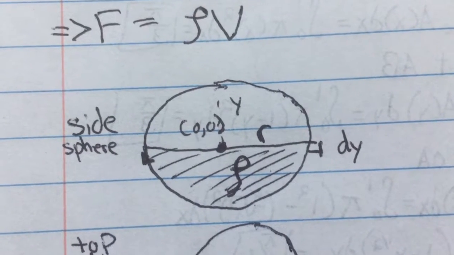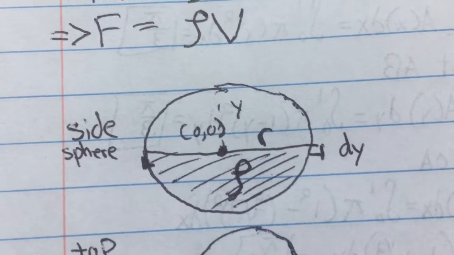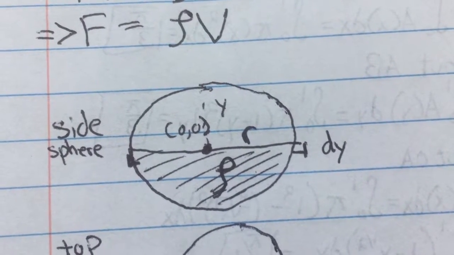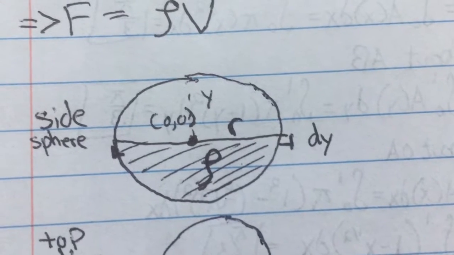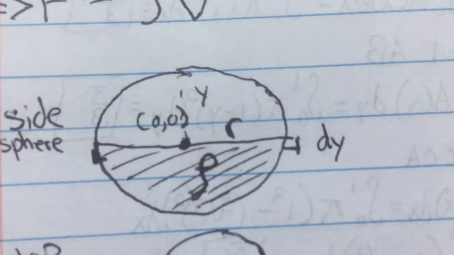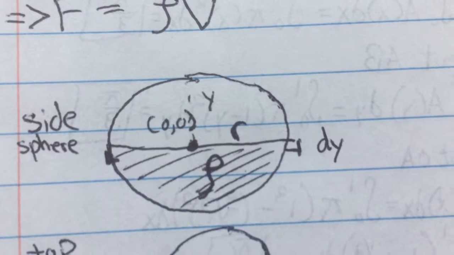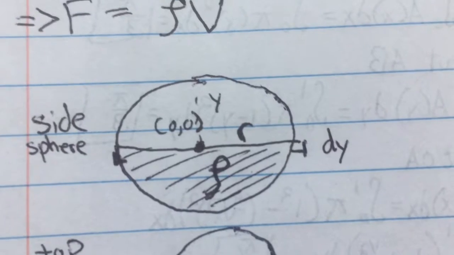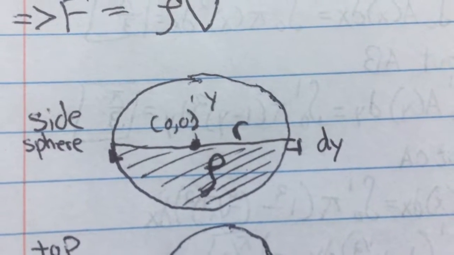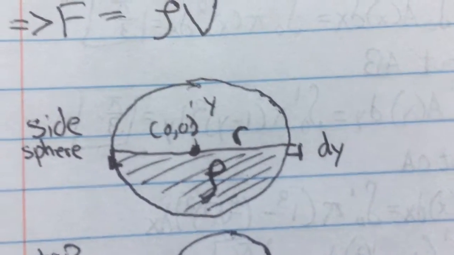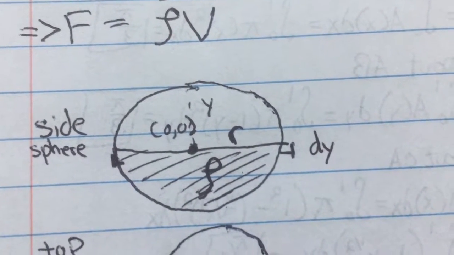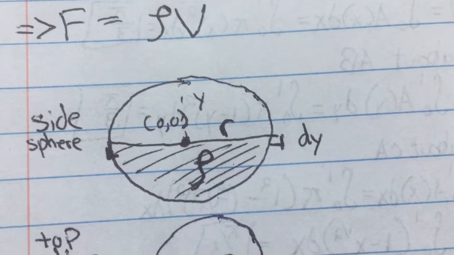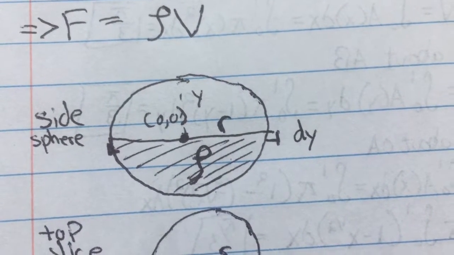I said the radius is r, and I took the origin of my coordinate axis to be at the center of the sphere. You could do this at the bottom, at the top, at the center. Don't do it at the bottom or top unless you are 100% sure that it's going to be way easier if you do it that way. If you ever see a sphere like this, in this case where you have to calculate work, always put the origin of your coordinate axis right at the center.